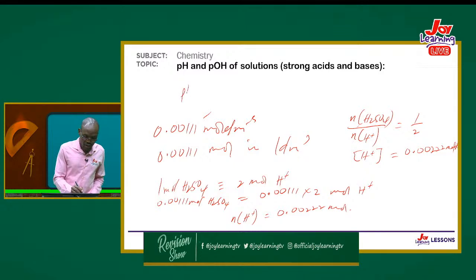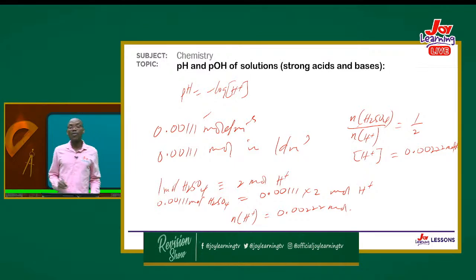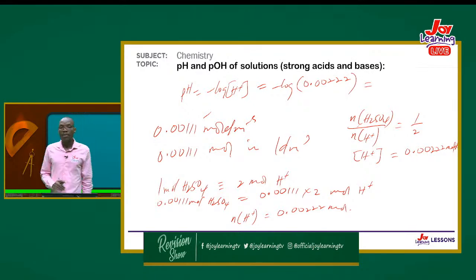So my pH is equal to negative log of the concentration of hydrogen ions. So I have 0.00222. That gives me a value. So negative log. So that is my pH.